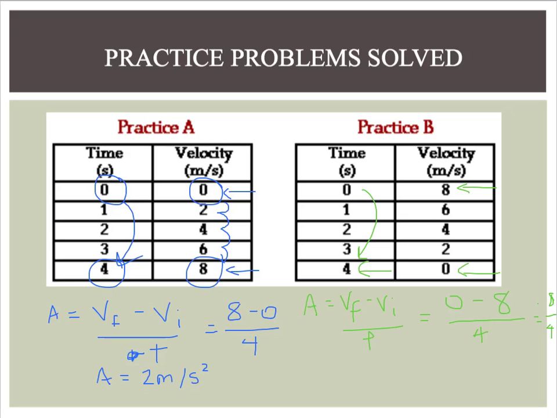And I'm dividing that by 4. So when I have a negative involved, that means I have negative 2 meters per second squared. This negative tells me that instead of speeding up, I'm actually slowing down. Okay? So every second that passes, you can see that it goes down by 2 meters per second. So that's where we get this number from.